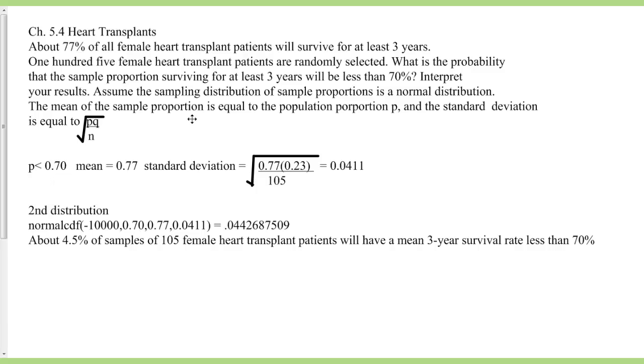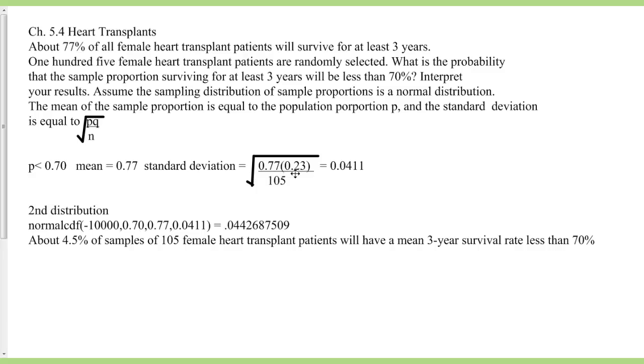Your P is less than 70% comes from here. Your mean is 0.77 because that's the percentage of the people who will survive at least 3 years. That's the mean percentage. And the standard deviation, we're told, is PQ over N. Well, N is 105 because the sample space is 105. P is 0.77, and to get the 0.23, you take 1 minus 0.77 and you get 0.23.